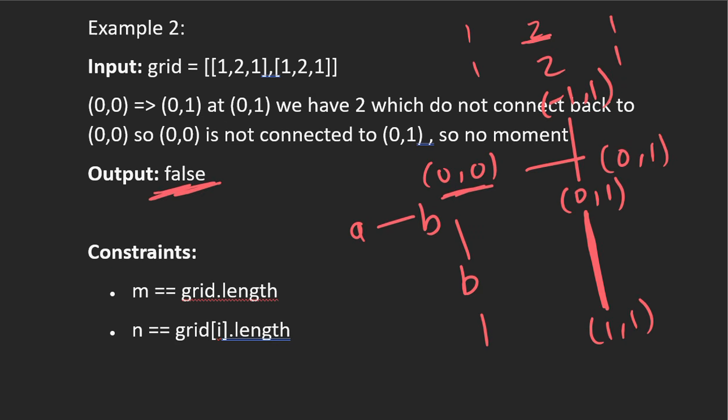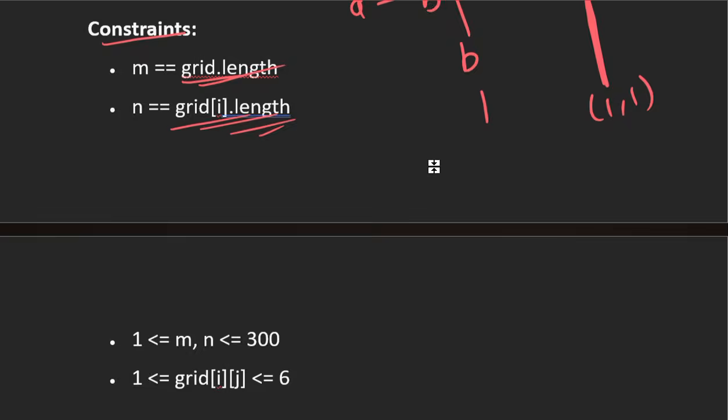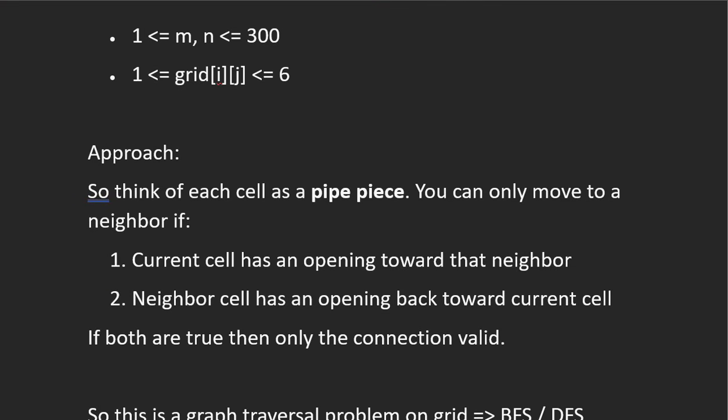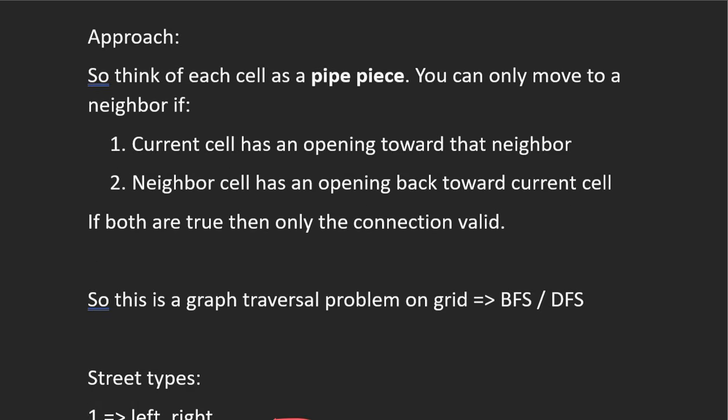So let's see the constraints. m is the grid length and n is the number of columns in the grid. The number of rows and the number of columns can be up to 300, and each value in the grid can be from 1 to 6, which is the type of the street that we are following. So let's move to the approach part.